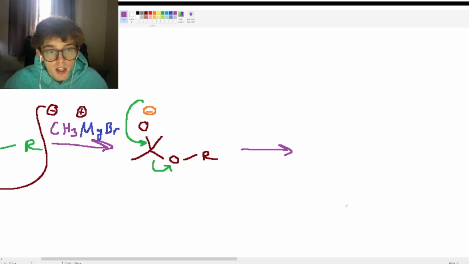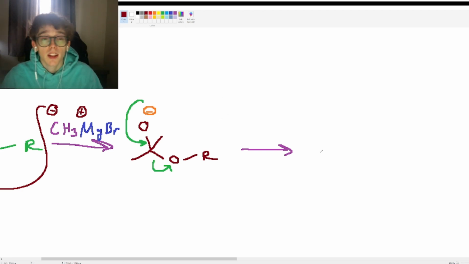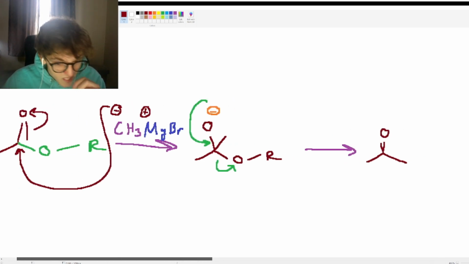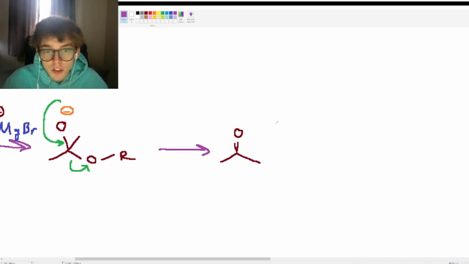Given enough time, the reaction will favor this. Because you think it could get protonated, sure, but it could also go reverse and then do this, and that is what happens given enough time. So we're back to just a ketone. So we had an ester, now we have a ketone. And we just do the same thing as we saw. So I won't bore you with the steps here.